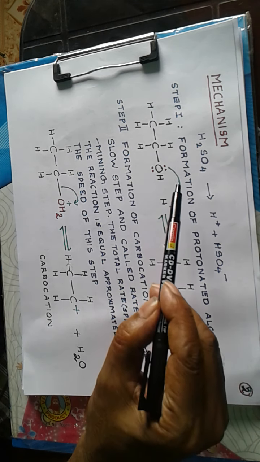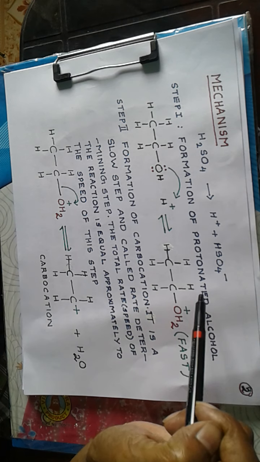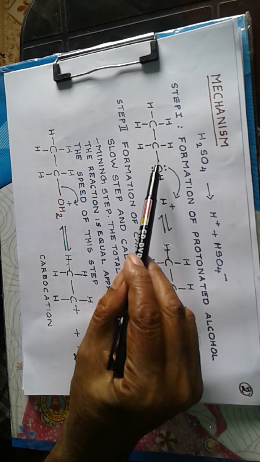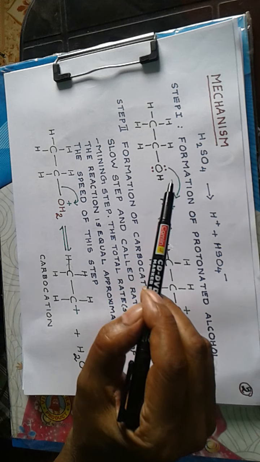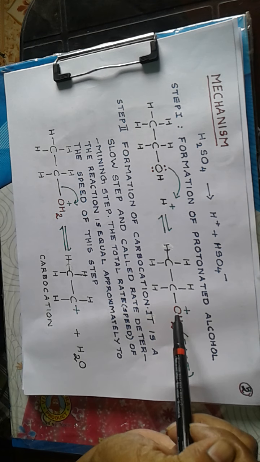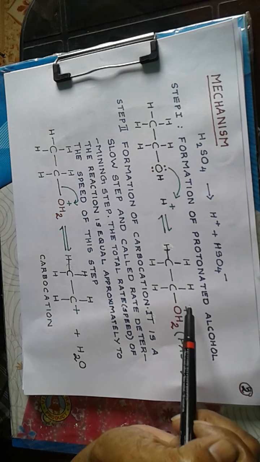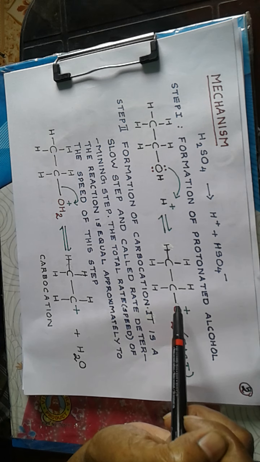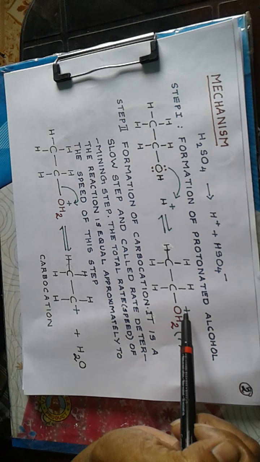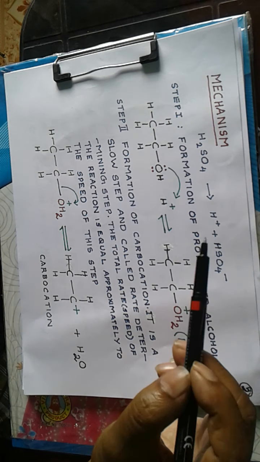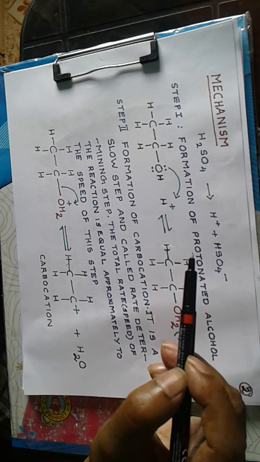Step 1, that is formation of protonated alcohol. Now here OH is not a good leaving group, but OH2 positive is a good leaving group, because when that is removed as a leaving group by taking this pair of electrons, the positive charge over the oxygen atom is neutralized and we get an H2O molecule which is stable.